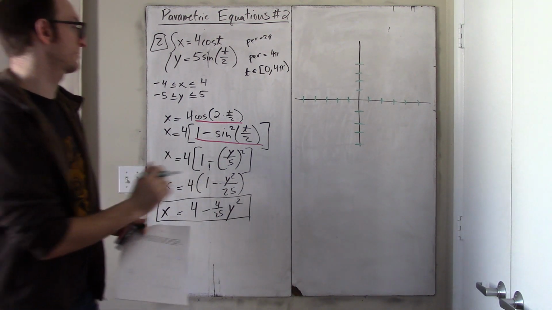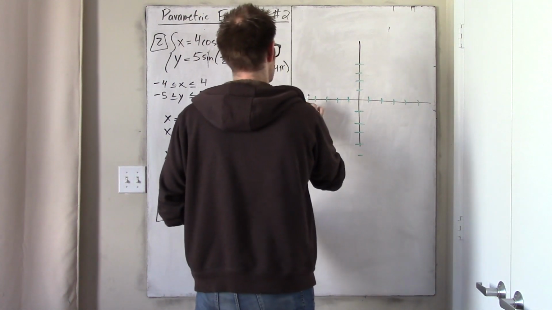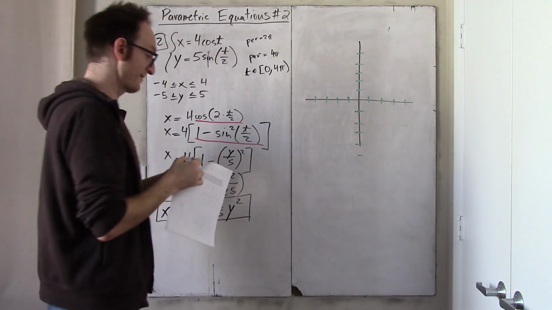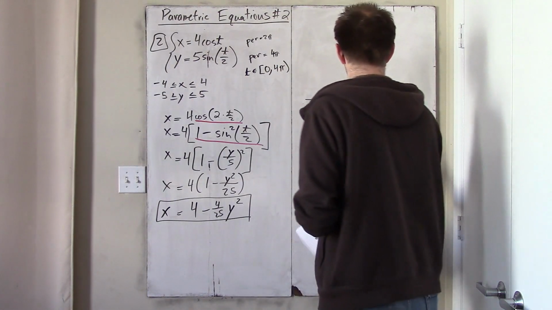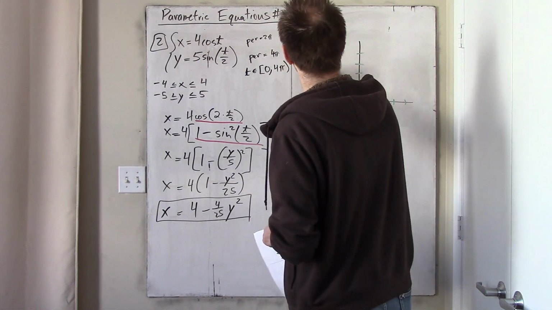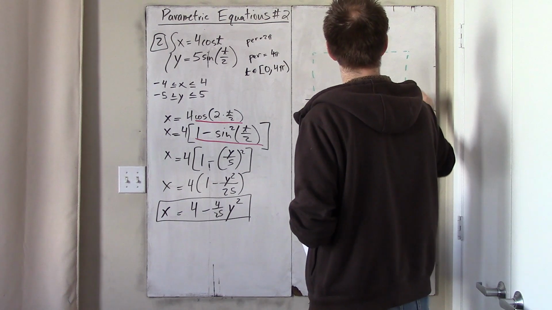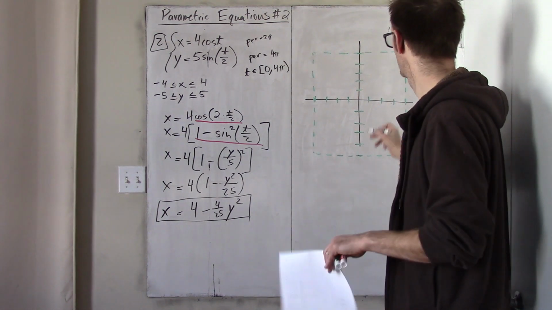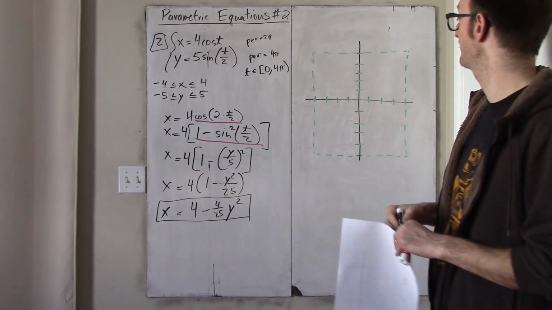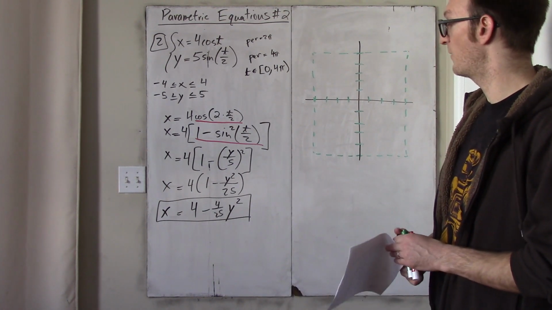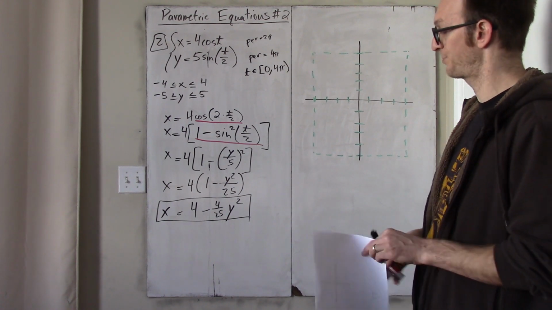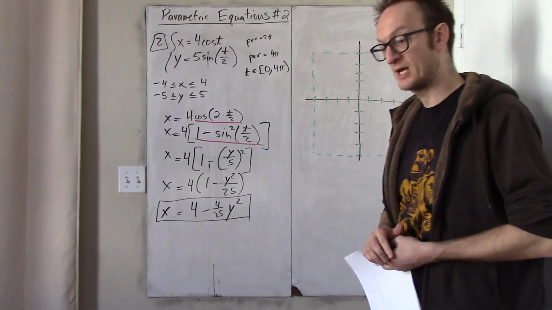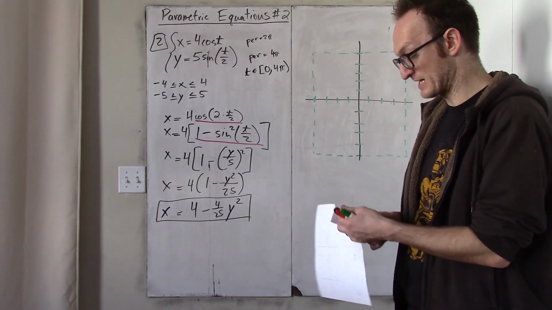Oh, oops, I got that backwards. So let's try that again. Between -5 and 5 along the y-axis, and between -4 and 4 along the x-axis. So we got this kind of situation. And okay, what is it again? It's a sideways parabola because it's an x equals y squared parabola, but also the leading coefficient is negative, which means it's going to open left, not right.